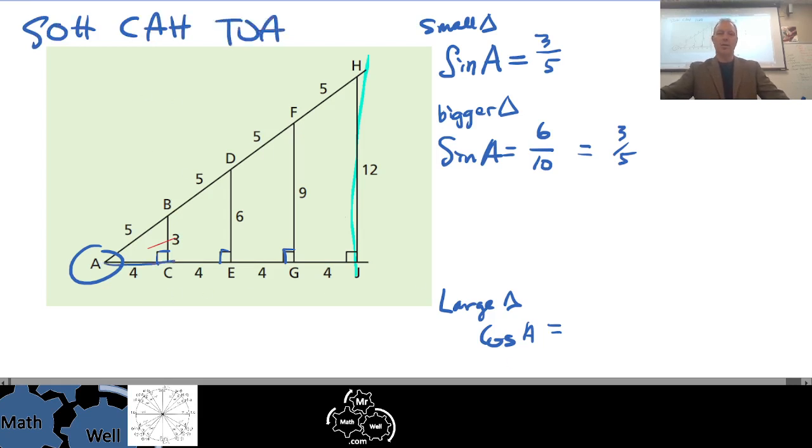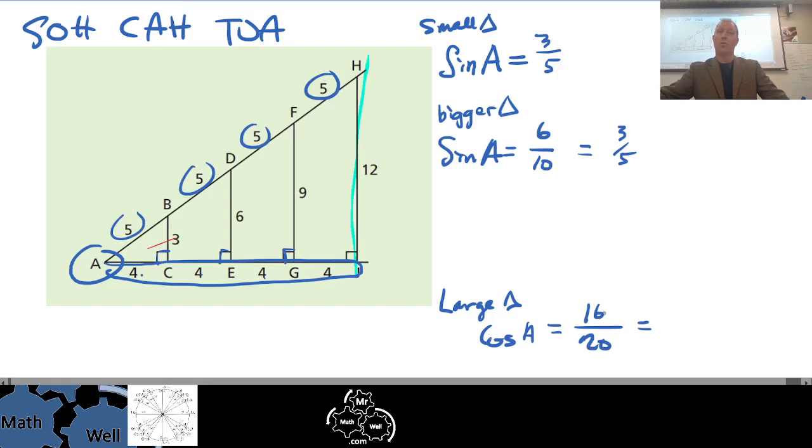Well, for the large triangle, the adjacent side is the sum of all of these. 4 plus 4 plus 4 plus 4. That's 16, isn't it? And then divided by the hypotenuse. 5, 5, 5, 5. What's that? 20. So that reduces to, what? 8 over 10, which reduces again further to 4 over 5.